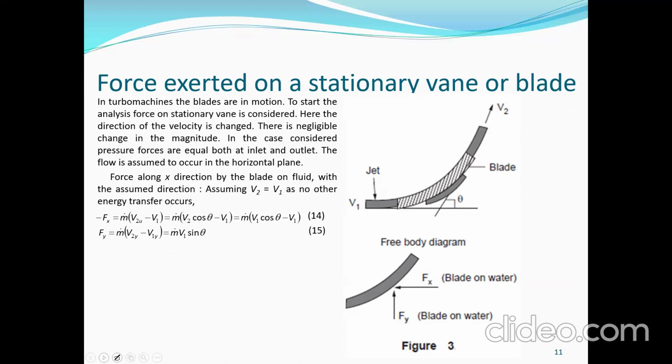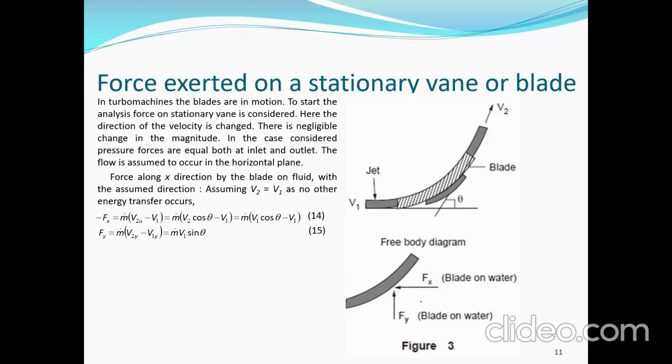Yan. Hindi yun yung horizontal na nakikita nyo. Hindi yan yung nakatayo. Tapos, di ba, yung B1 tapos yung B2 pumunta sa langit. Hindi ito. Horizontal lang to. Forces along X direction by the blade on fluid with the assumed direction. Assuming B sub 2 is equal to B sub 1 as no other energy transfer occurs. Di ba? This is now B1 is equal to B2 kasi wala kang area. Walang pressure. So then, check nyo yung free body diagram on the water. Okay?